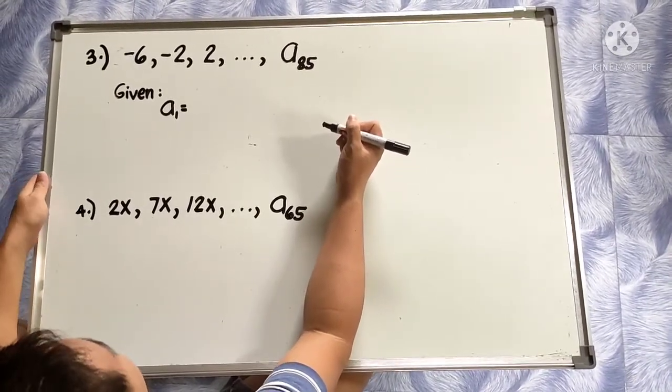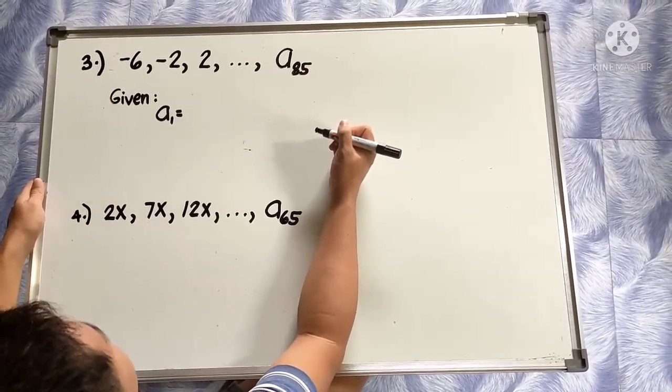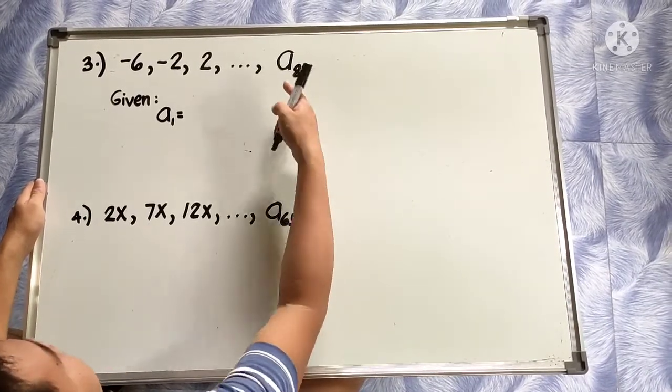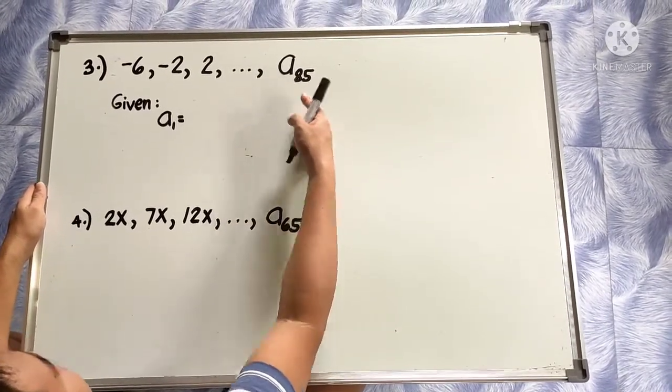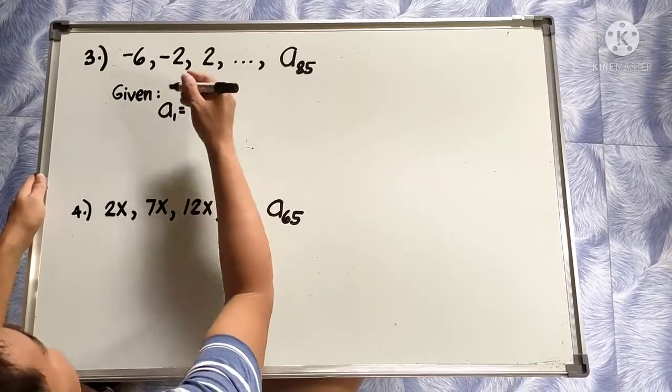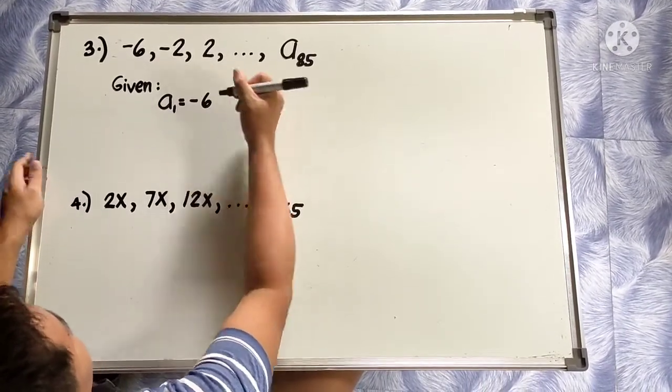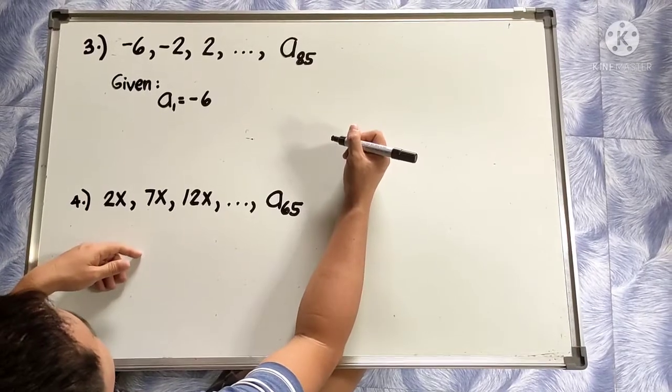Now let's proceed to the third example. Negative 6, negative 2, 2, and so on. And we're going to find a sub 85. So what is our a sub 1? Our a sub 1 is negative 6. So that's the first step. You list down the given.